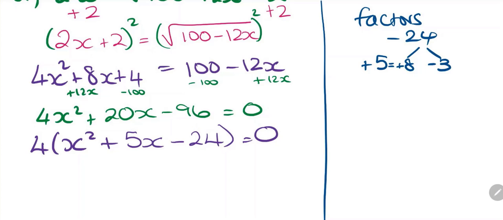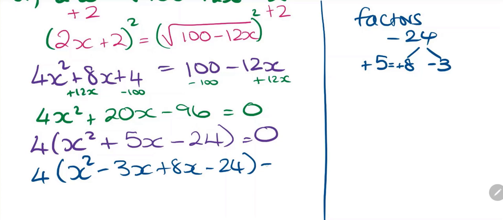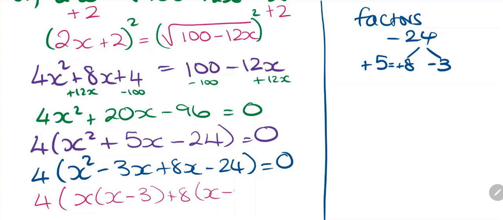So I'm going to do this the long way for this question. I'm going to break these two terms up. So I have minus 3x plus 8x minus 24. And now I'm going to factor. I'm going to factor this by x, so that's x minus 3. And I'll factor this by 8, so that's going to be x minus 3.